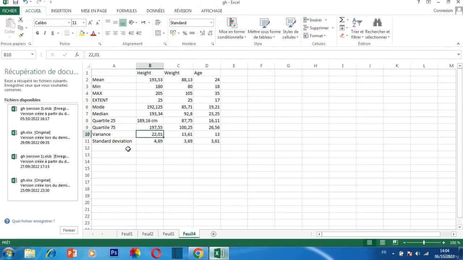For instance, here we can't say 22.01 centimeters or 30.621 kilograms, age 30 years, but here we can say centimeters. Here we can say also kilograms. Here we can say years. And I'm gonna take only one value.